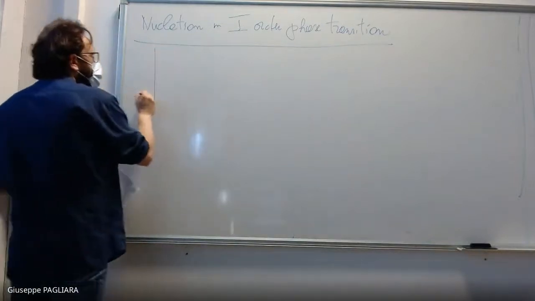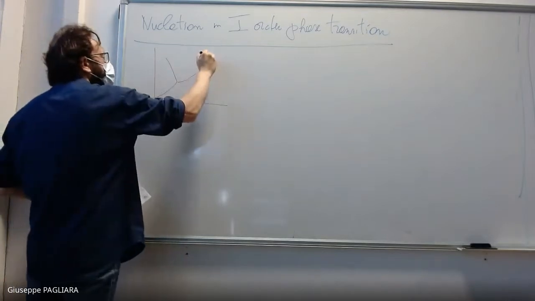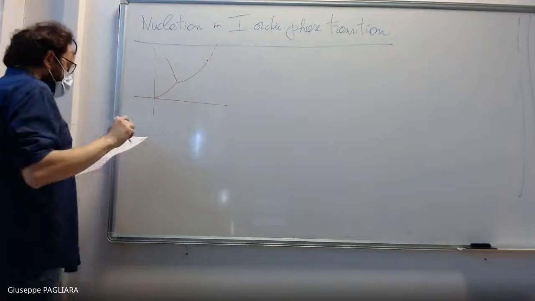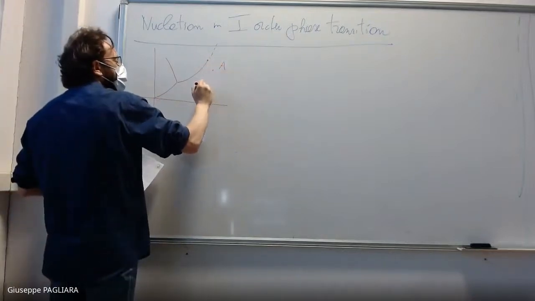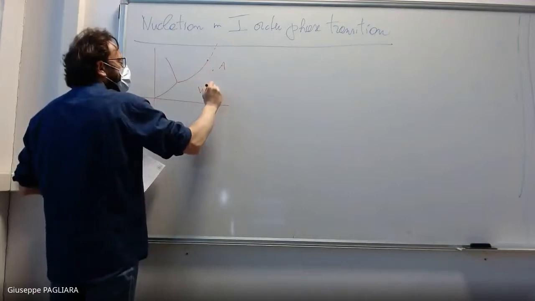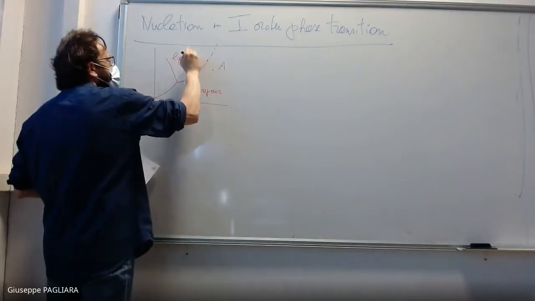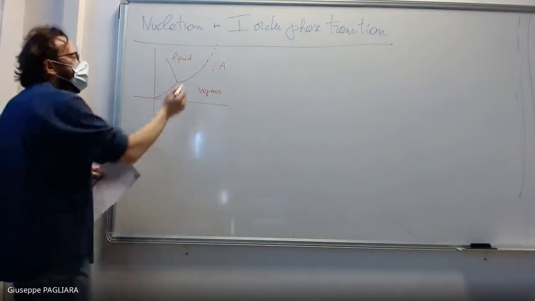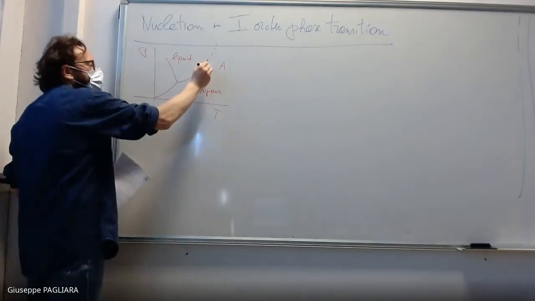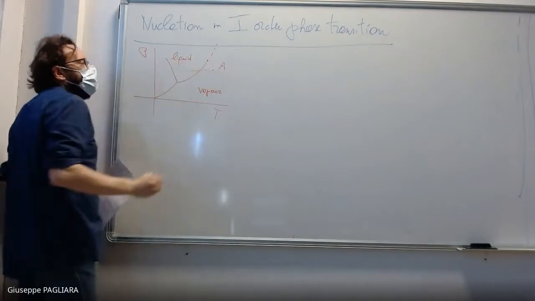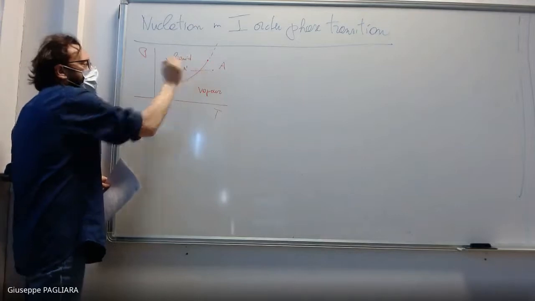So, suppose that we take the phase diagram of water, that we saw many times, and suppose that we are in an initial state here, A, and this is vapor, and here we have the liquid. This is pressure versus temperature, and now suppose that we decrease the temperature of the system in such a way as to cross the first order phase transition line. Let's call it state A prime.